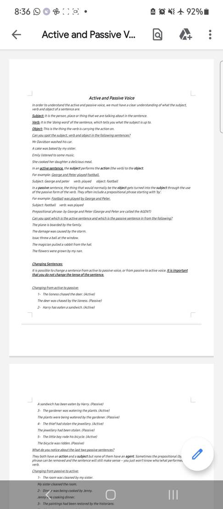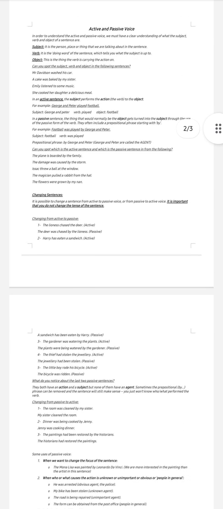Okay, now, when changing sentences, it is possible to change a sentence from active to passive voice or from passive to active voice.